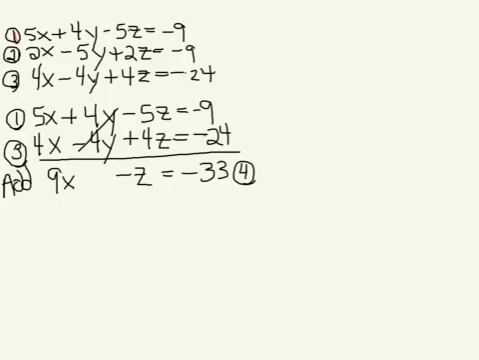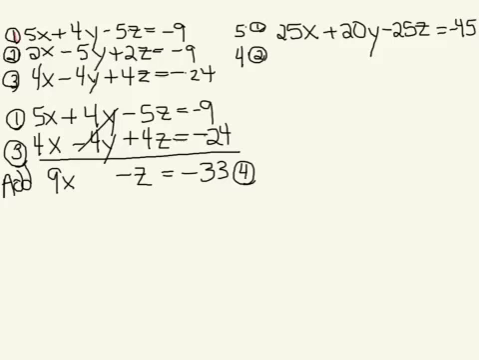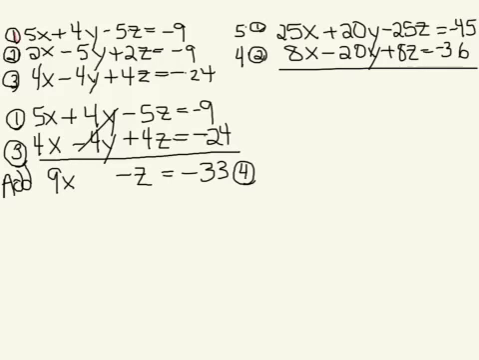For equation 1, I said I'm going to multiply it by 5, so I like to document that. 5 times equation 1, and I get 25x plus 20y minus 25z equals -45. And then I'm going to multiply 4 times equation 2, and that gives me 8x minus 20y plus 8z equals -36. Again, I add vertically to see what I get: 33x, y's are gone, minus 17z equals -81. And I'm going to call that equation 5.